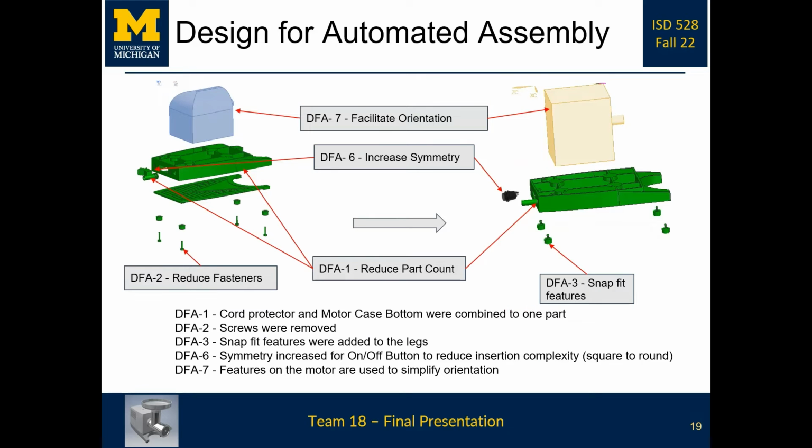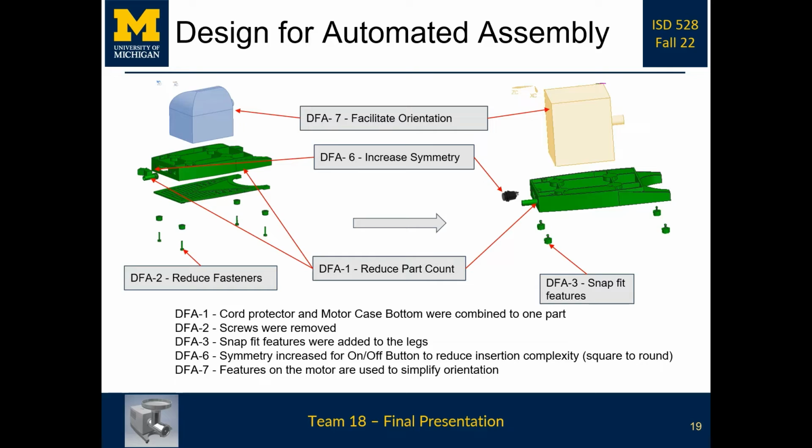The actions we took for redesign consist of DFA 1, reduce part count. This was accomplished by combining the cord protector and motor case bottom. DFA 2, reduce fasteners, was accomplished by combining the screws and rubber legs, which also introduced DFA 3, snap fit features.